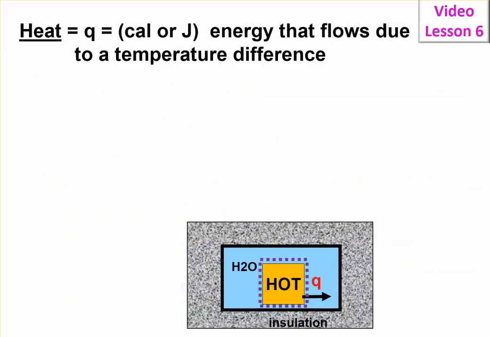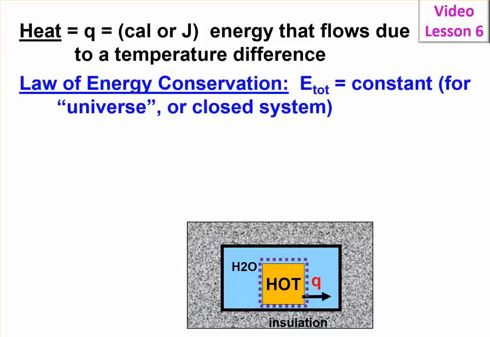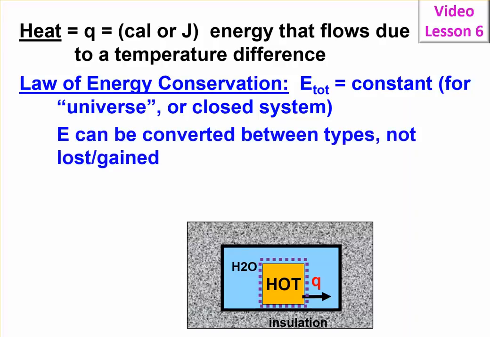Heat, as you know, is energy that flows due to a temperature difference. It is the movement of thermal energy or transfer of thermal energy. Energy is constant, conserved for the universe. We say these grand words like the universe in thermochemistry or in thermodynamics. That's just to say overall. Energy is also conserved in a closed system. So we need to talk about what that means.